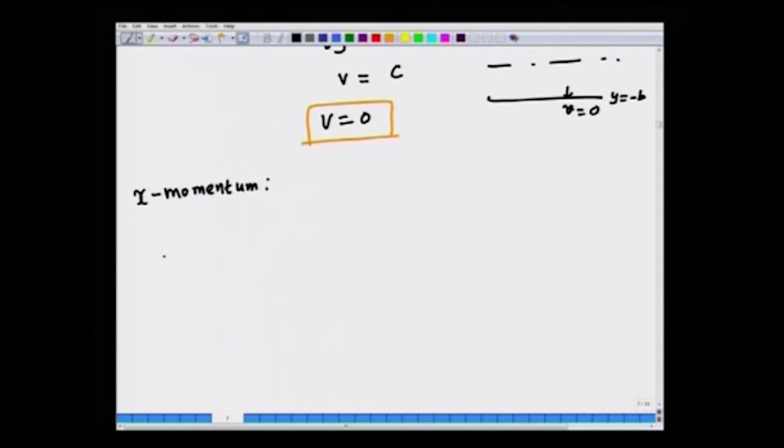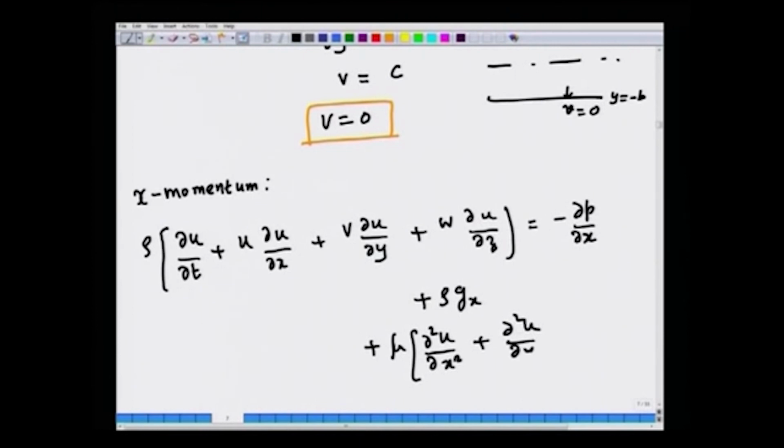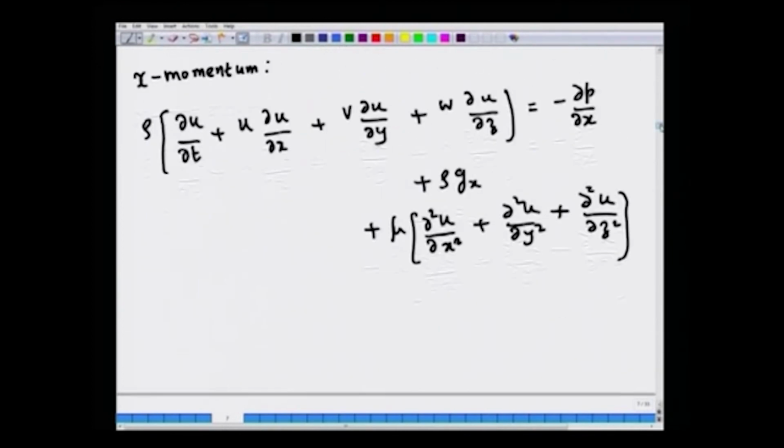The x momentum balance becomes rho... This is the same as the previous problem, so let me write this down quickly as in the Couette flow problem. Mu times the Laplacian of the x component of velocity. Now, this is the x component.